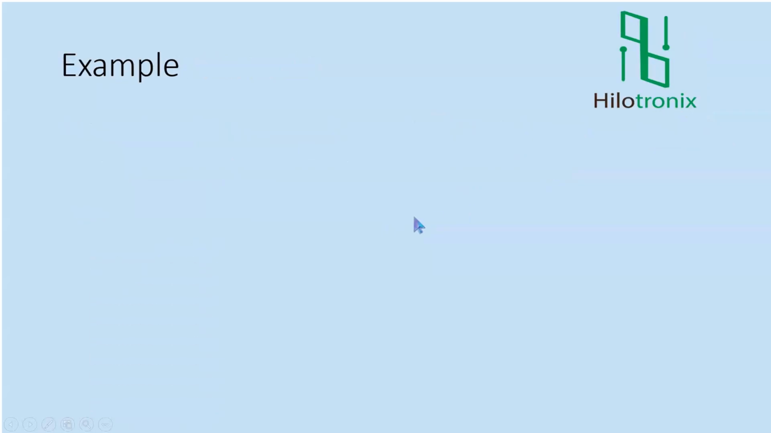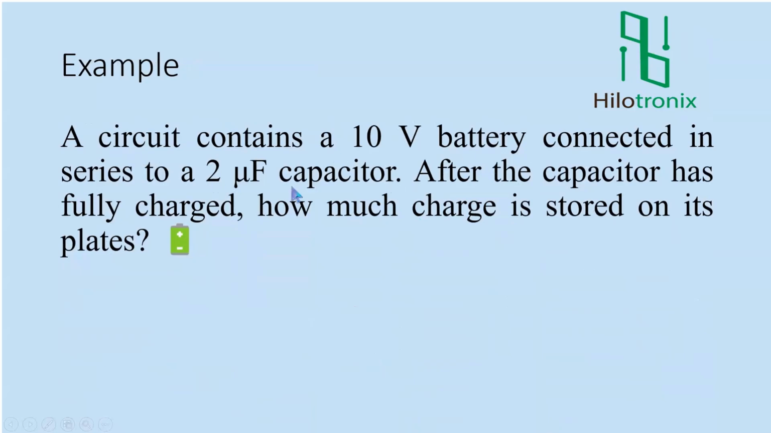So let's look at an example. A circuit contains a 10-volt battery connected in series to a 2 microfarad capacitor. After the capacitor is fully charged, how much charge is stored on its plates? So we have 10 volts and the capacitance is 2 microfarads. Micro is times 10 to the power negative 6. So 2 times 10 to the power negative 6 farads.